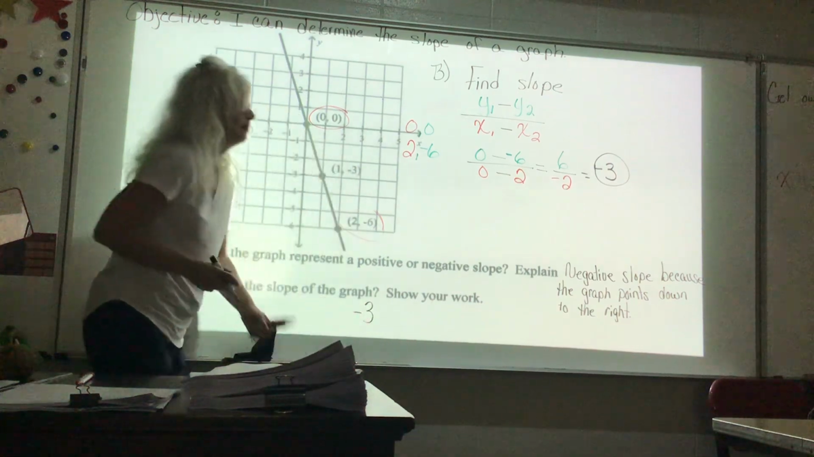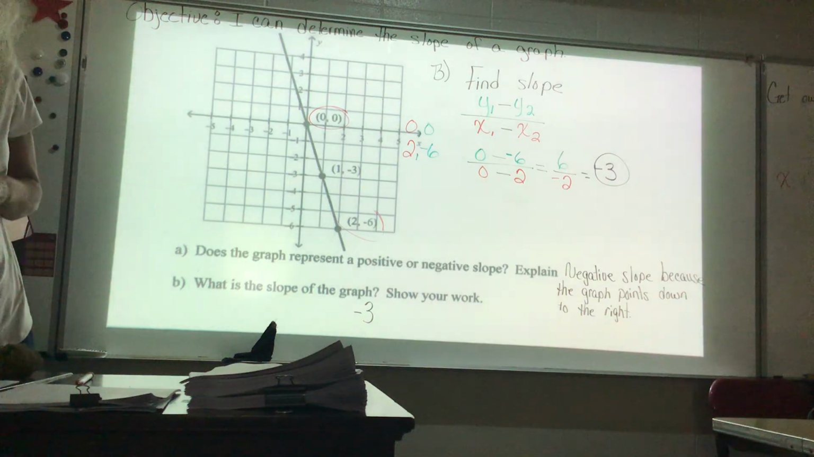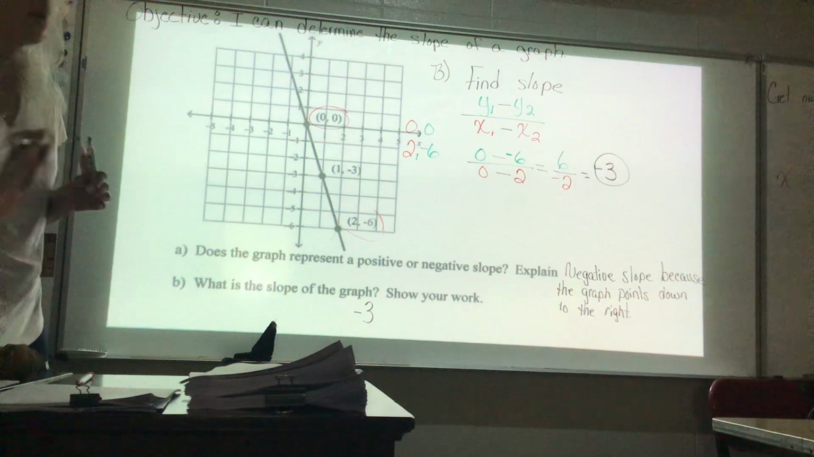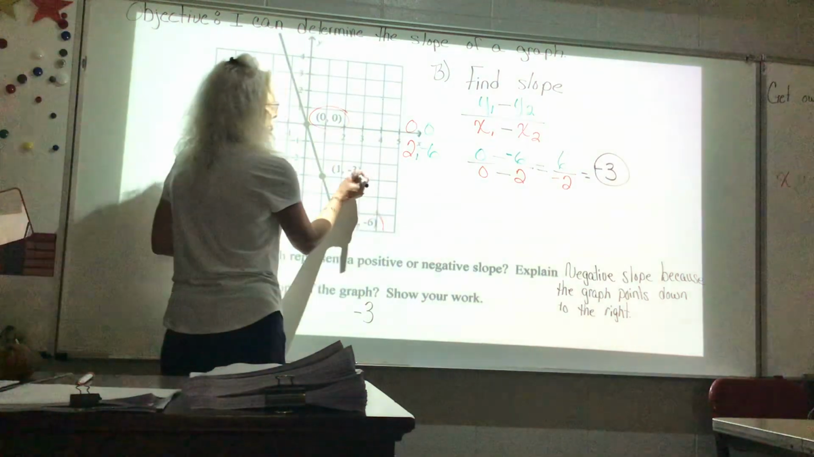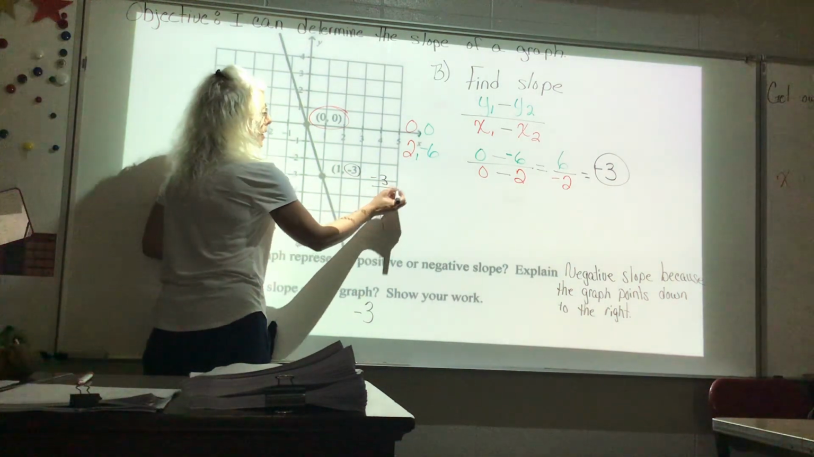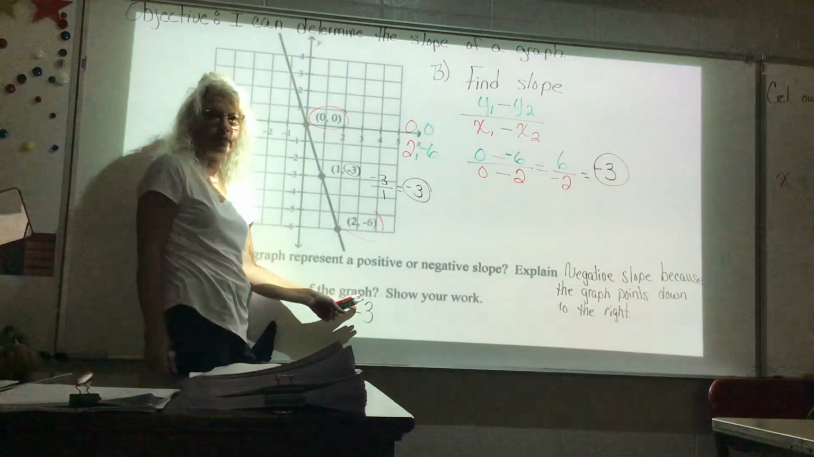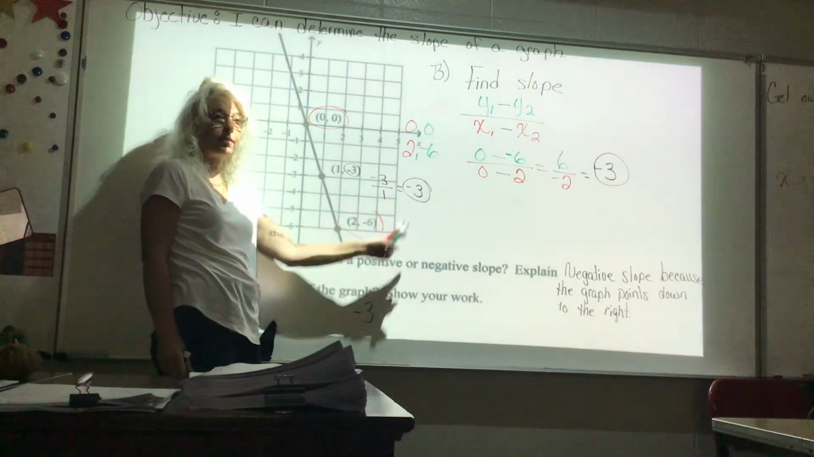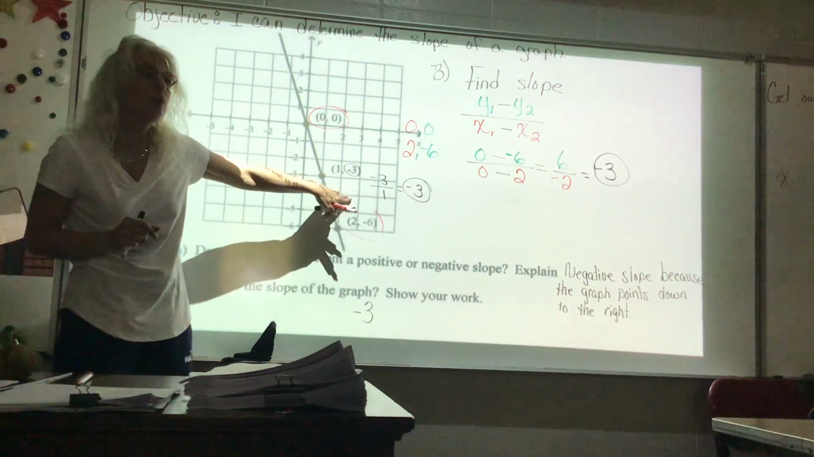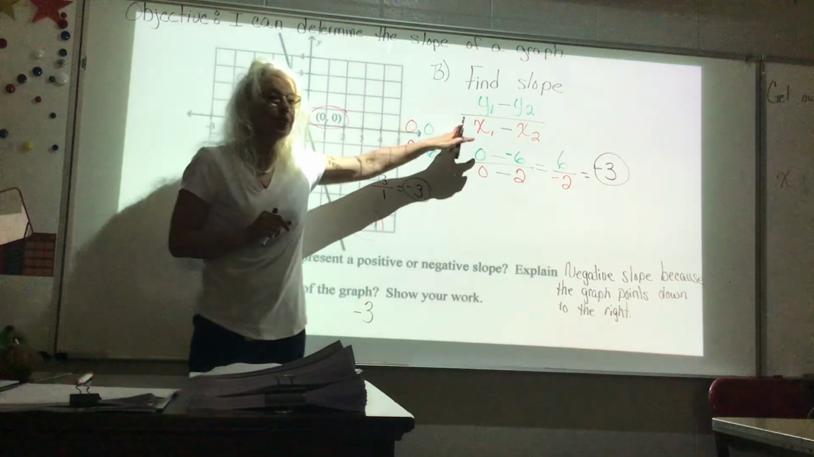Negative 3. Now, in 7th grade, you were taught, whether you remember it or not, to find the slope. You just said take y, divide by x. Are you going to get the same answer? Did I get the same answer for the slope? No. This method only works when the graph goes through the origin. This method will work every single time.